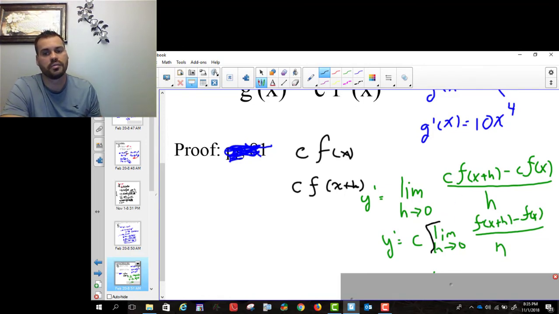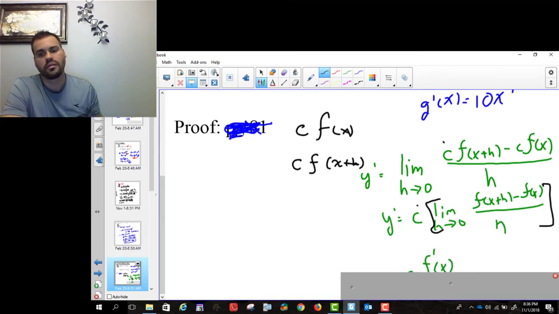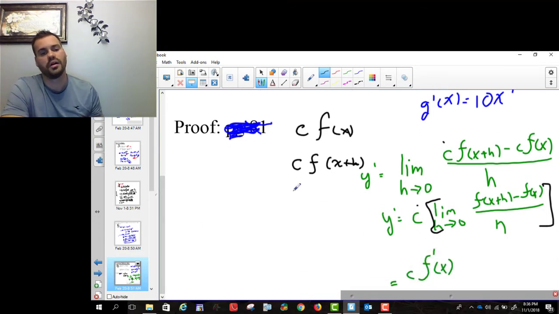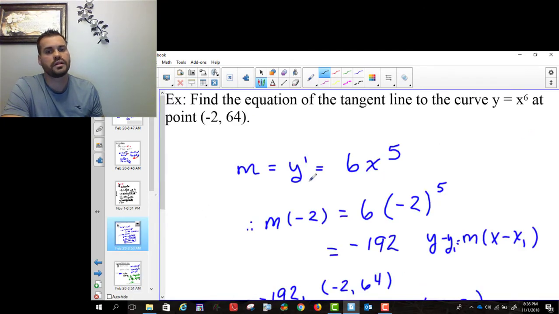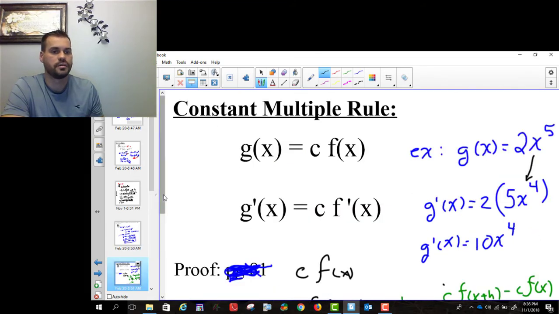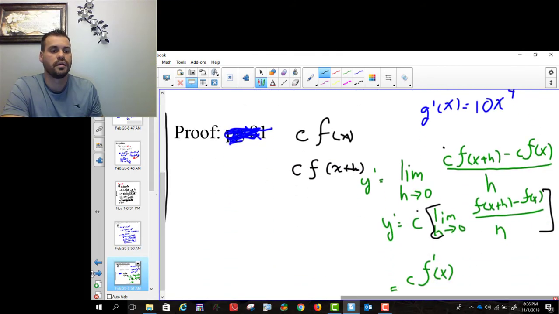So what I can do is put the limit in with the f of x plus h stuff, because that is affected by what h does. The constant is not. If that's 5, that's 5. It's not changing. It doesn't matter what h is approaching. And so I end up with my proof. So there's the constant multiple rule. All right. So what does that look like in practice? Well, we saw one example there.